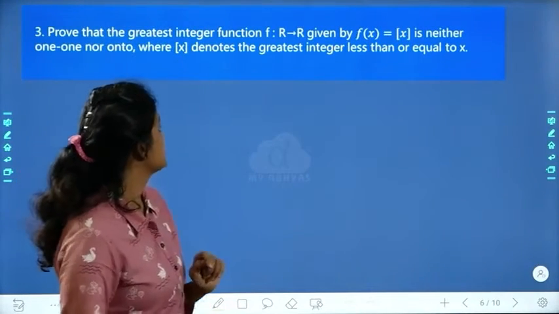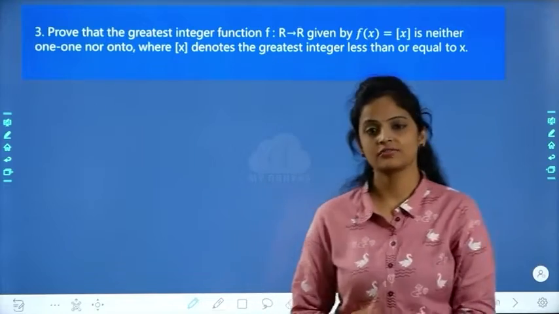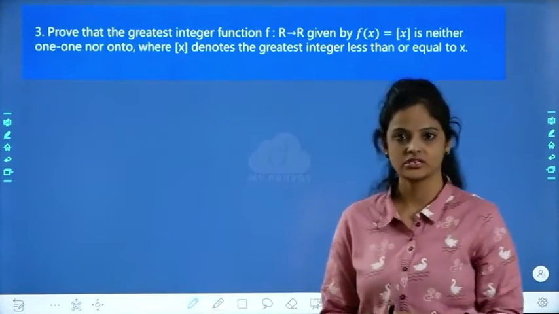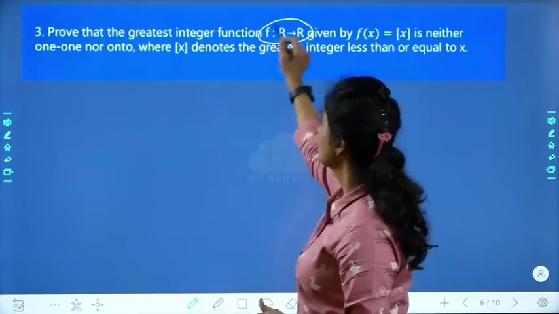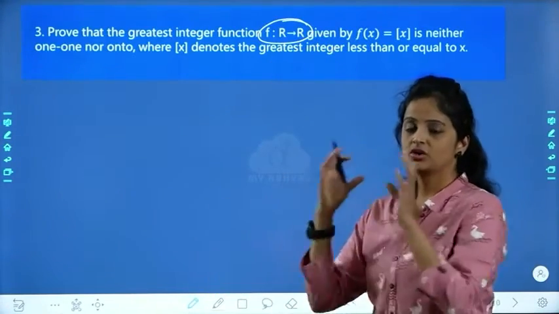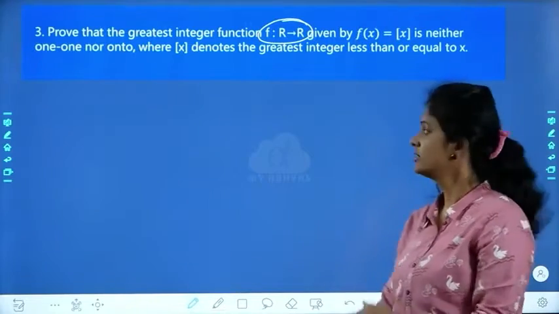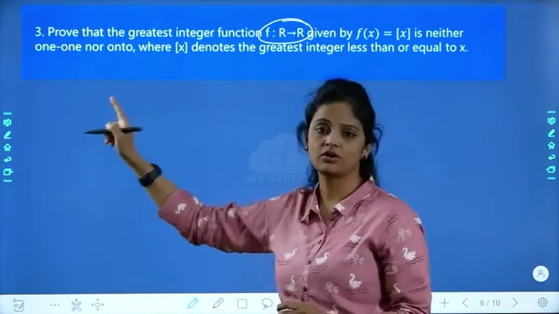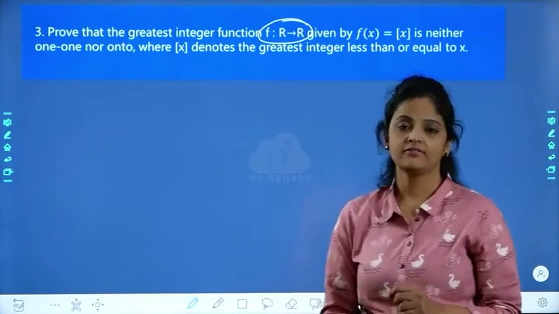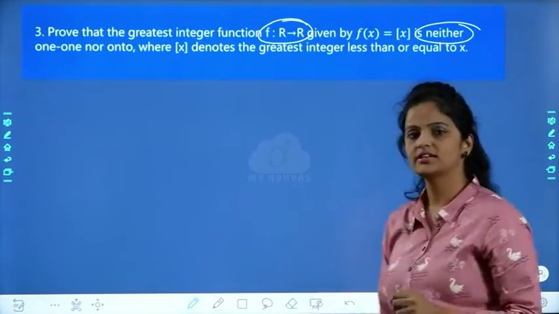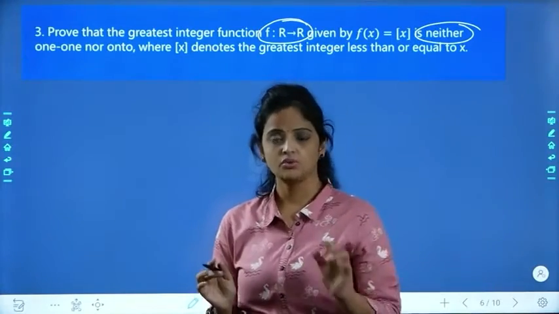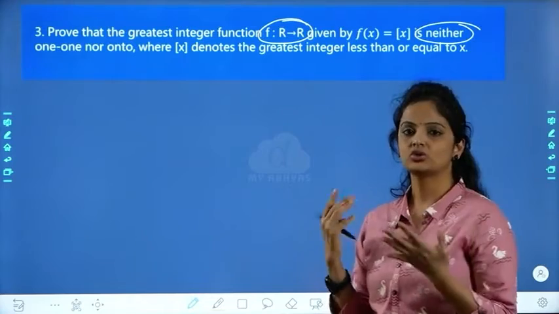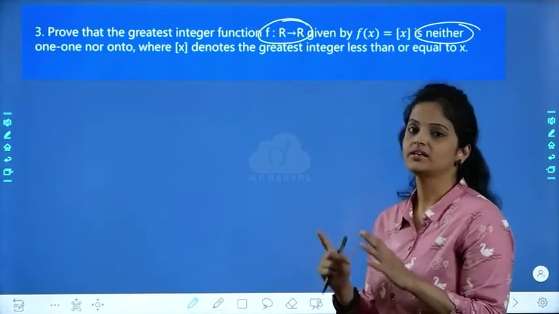Prove that the greatest integer function f from R to R. When you are talking about the greatest integer or modulus function, usually we talk about real valued functions. Real valued function in the sense f is from real numbers to real numbers. Domain is real numbers, codomain is also real numbers. Given by f of x equal to the greatest integer function, it is neither 1, 1 nor onto. When they give this neither 1, 1 nor onto, then take any particular example and do it. Don't take it generally. So I am taking a particular example and showing that it is not 1, 1 and it is not onto.